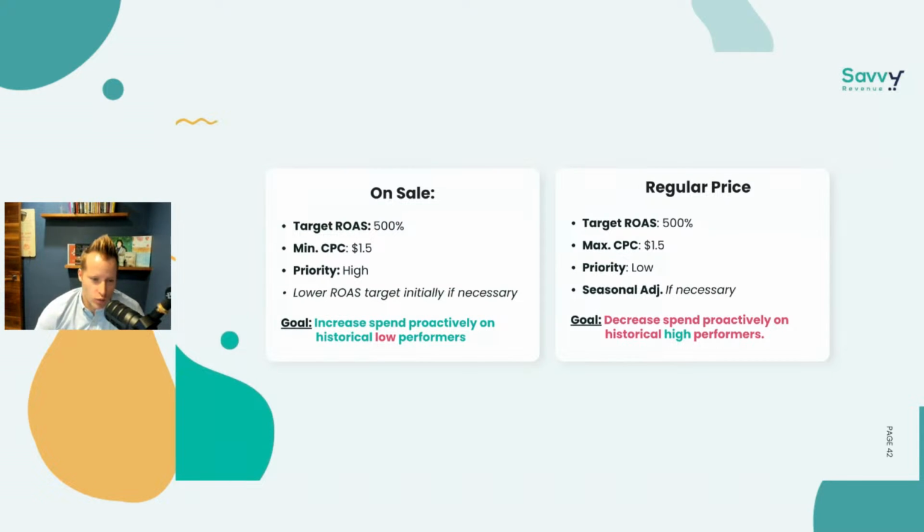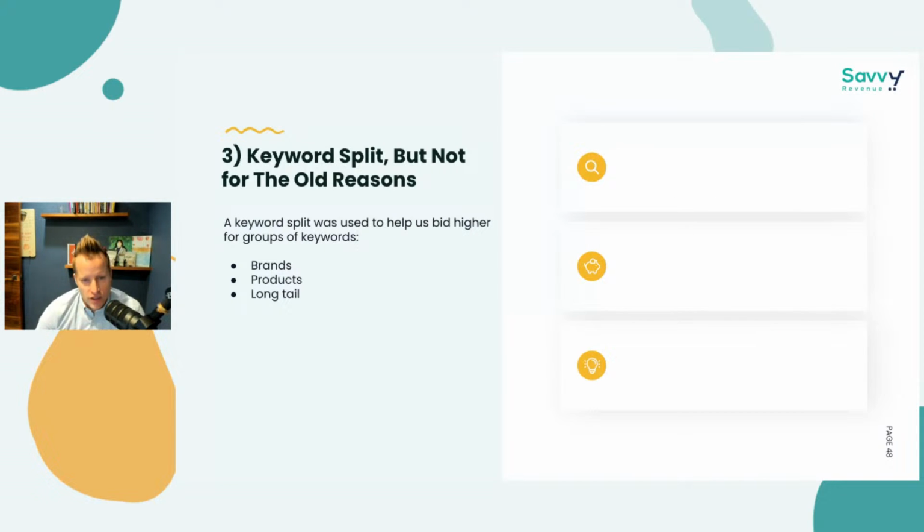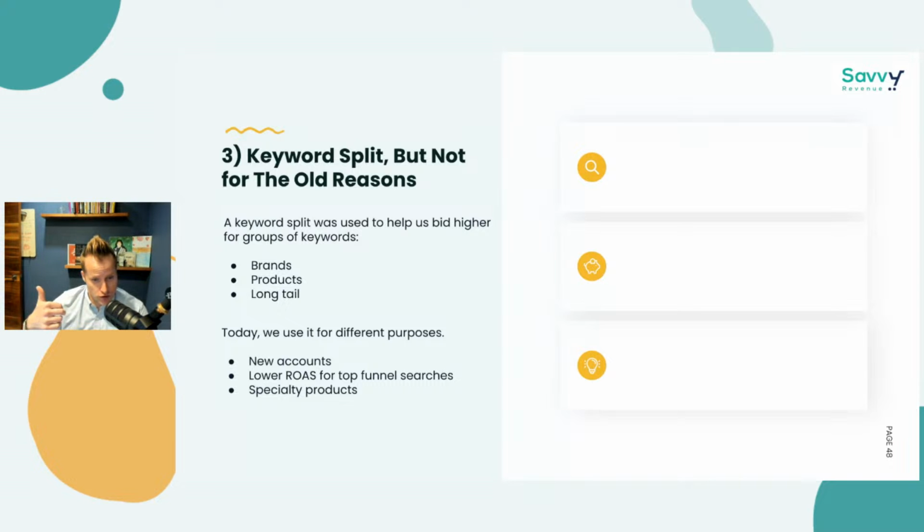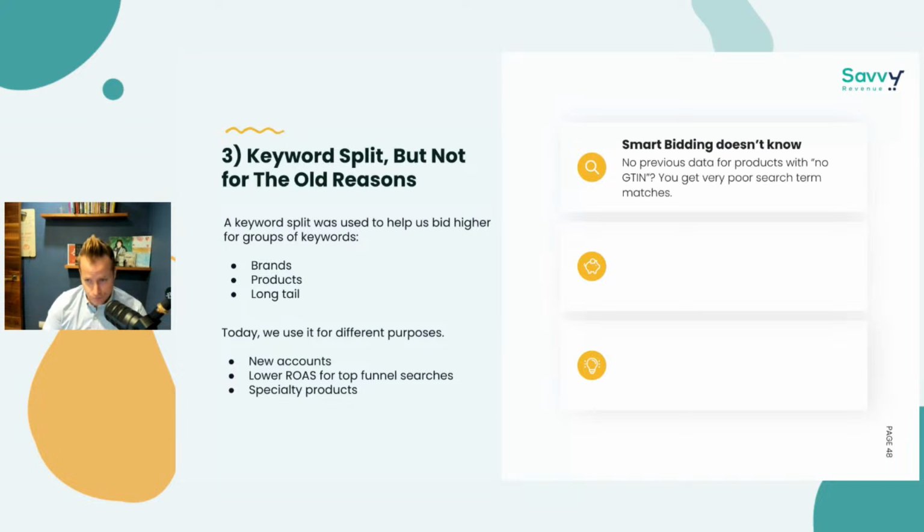You can technically also do this with a PMAX split. You just can't get access to minimum and maximum CPCs, which can be a little bit difficult to work with. Then there's a keyword split. It's not for the good old reasons. With a keyword split, we used to bid higher for groups of keywords that were typically high converting, like brands, products, long tail. But today we use it differently. Today we use it for new accounts, to lower ROAS for top funnel searches, and for specialty products. If you're a new account, smart bidding simply doesn't know what it's supposed to do.